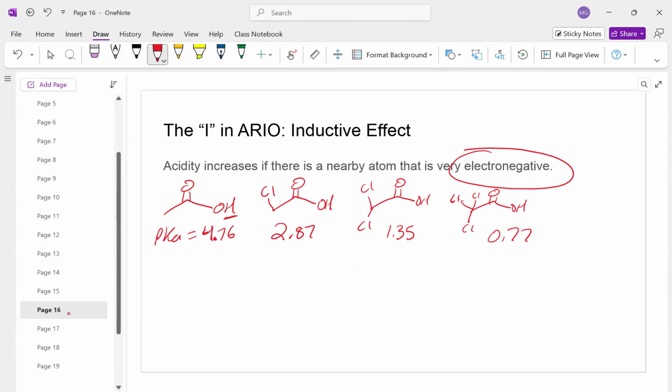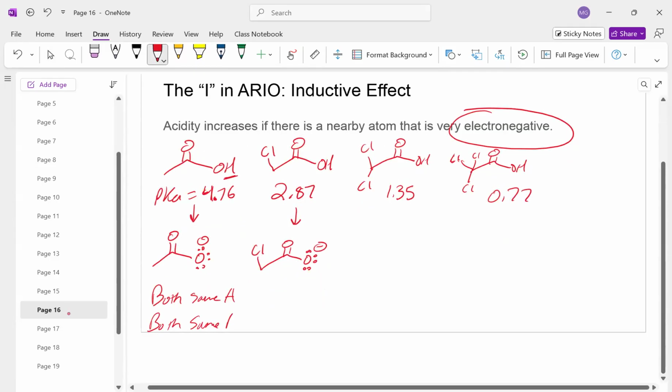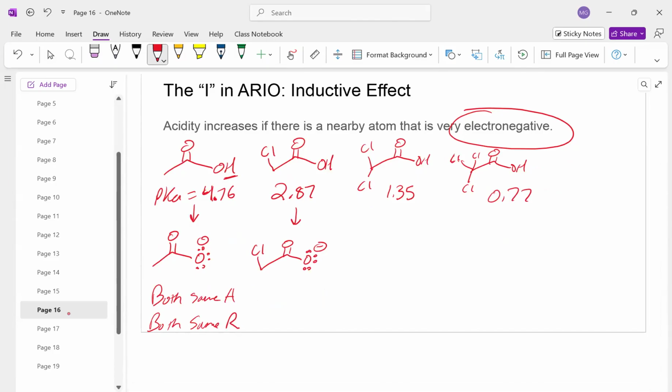Well, somehow it's got to stabilize the anion. So let's compare the anion for this acid. Again, I'm just deprotonating to this one. Now they both have the same atom. Both of them have the same resonance. So the difference here has to be the chlorine.